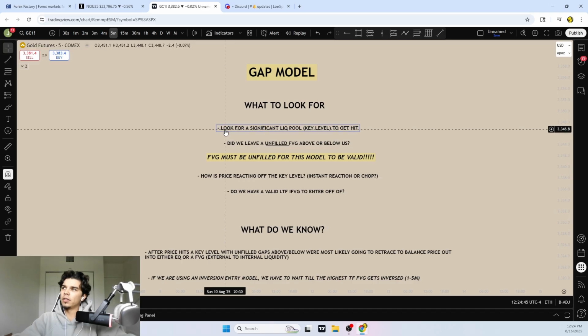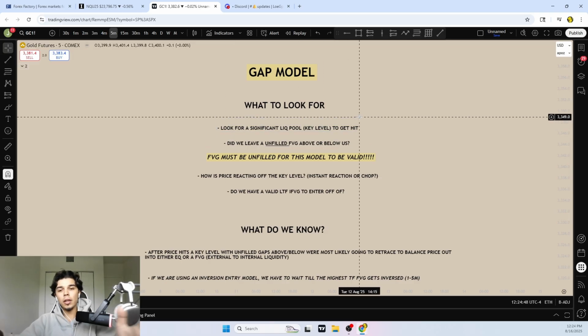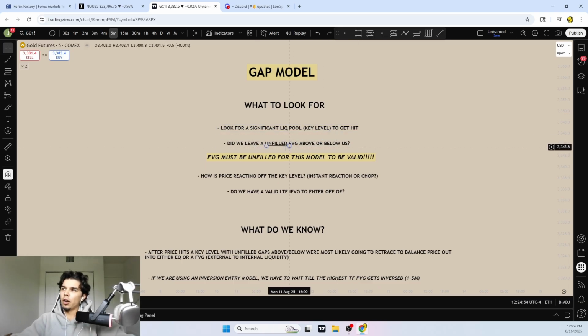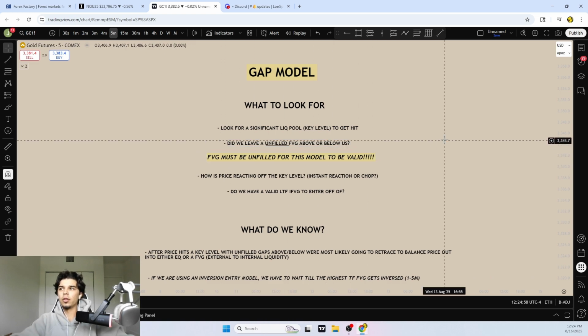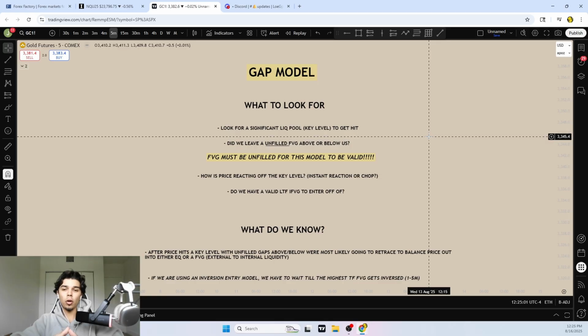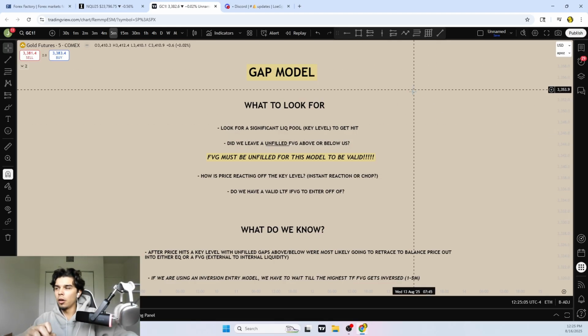Well, we're looking for a significant liquidity pool or a key level to get hit, right? That's the first thing we're doing with anything. And then, did we leave an unfilled fair value gap above or below us? The fair value gap must be unfilled for this to be valid. Why? Because we're specifically targeting the unfilled fair value gap as a take profit. Okay, so it must be unfilled.